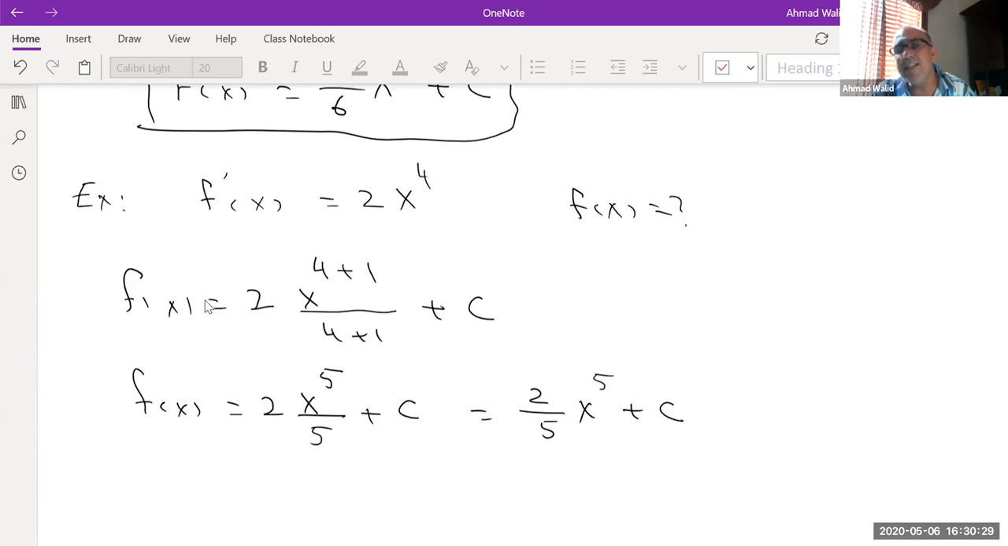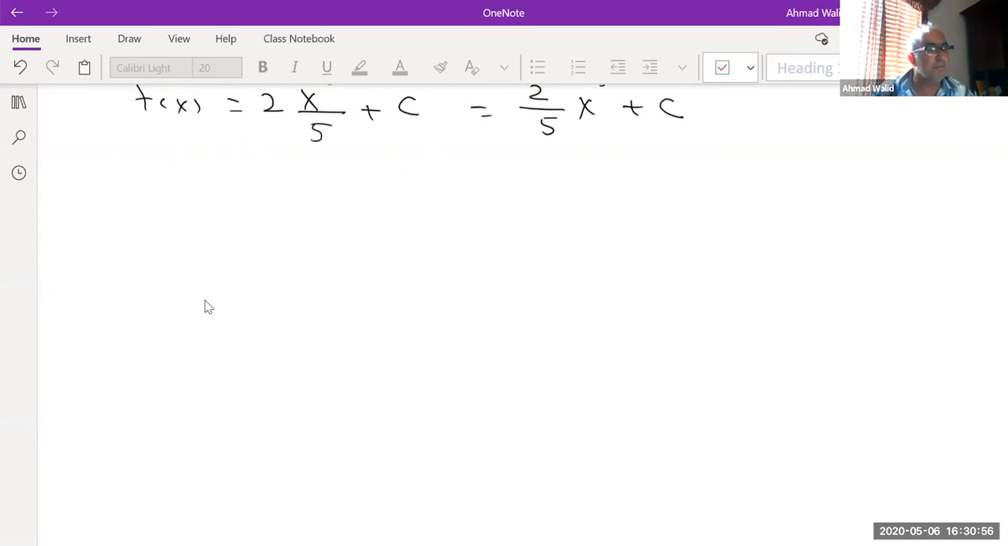Question, easy, difficult? You have to just remember your formula. Add 1 to the exponent, divide by the new exponent. To say it in English, you add 1 to your exponent and you divide your term by the new exponent, and plus c.